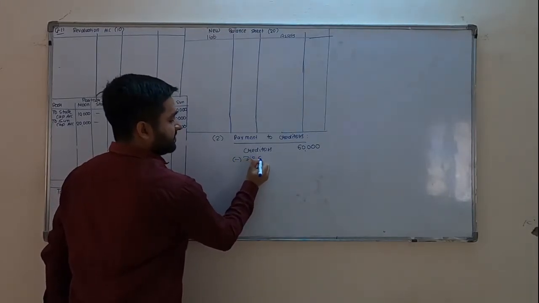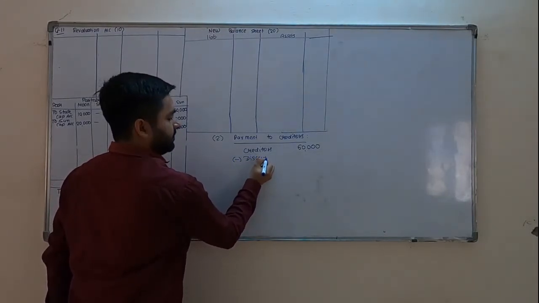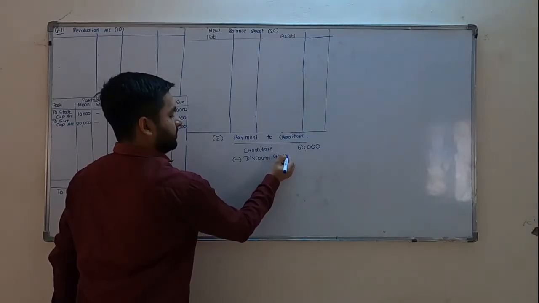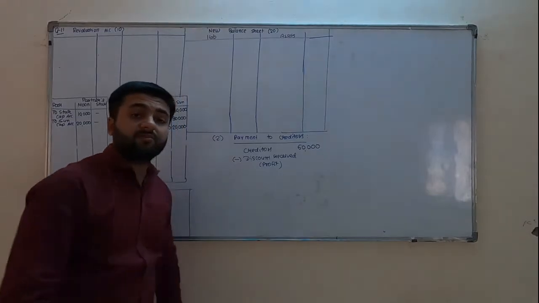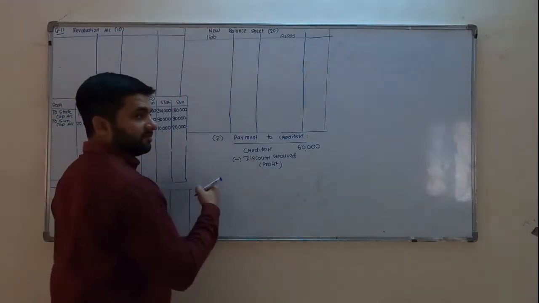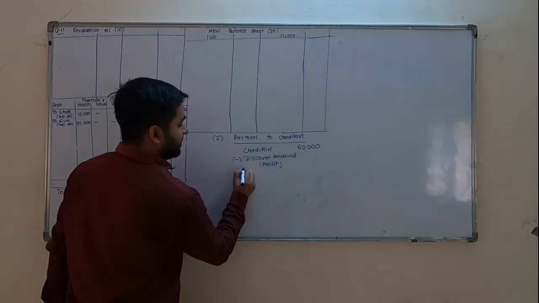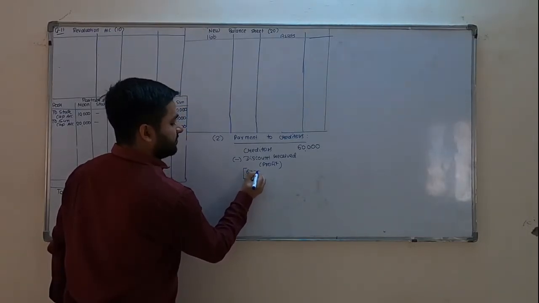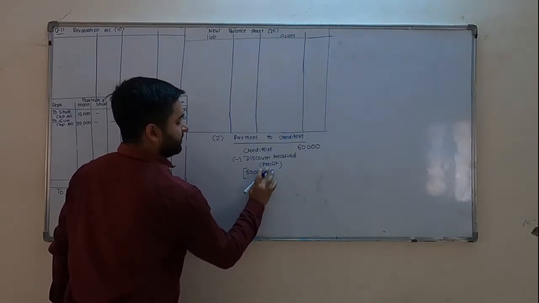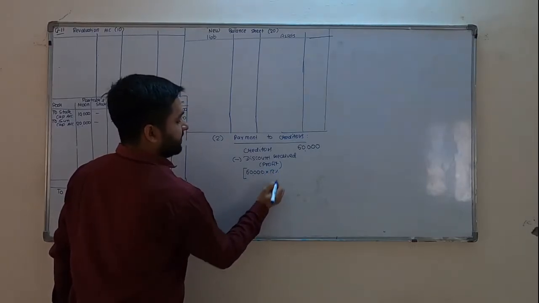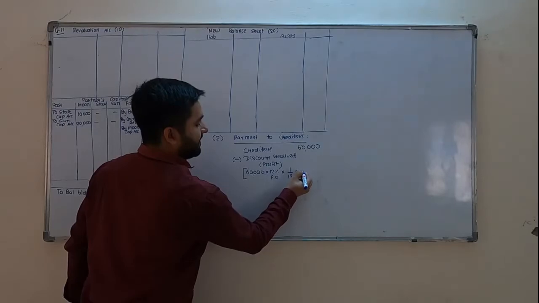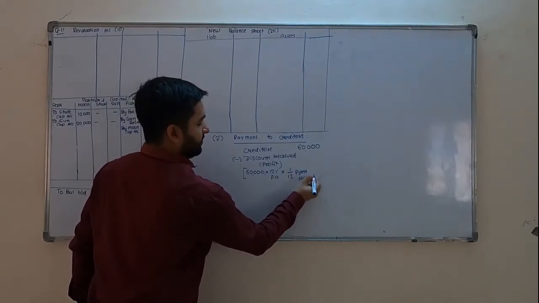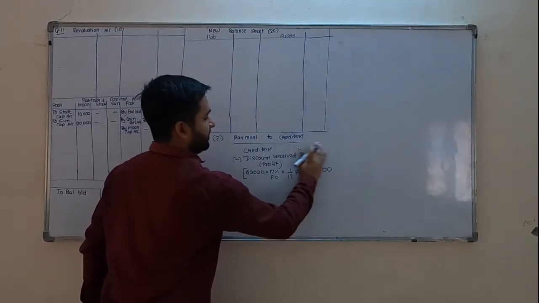minus discount received, and discount received is profit for us because we do not have to pay that amount. We will receive that discount, it is our income. How much we will receive? 60,000 into 12% per annum into 1/12 payment time. So it will be 600.